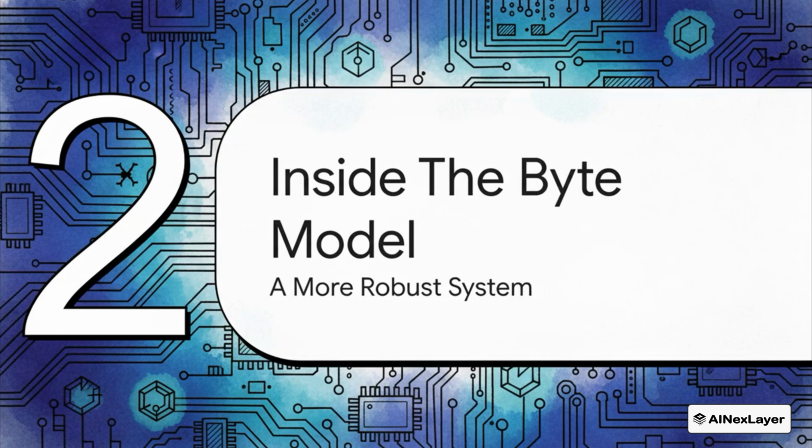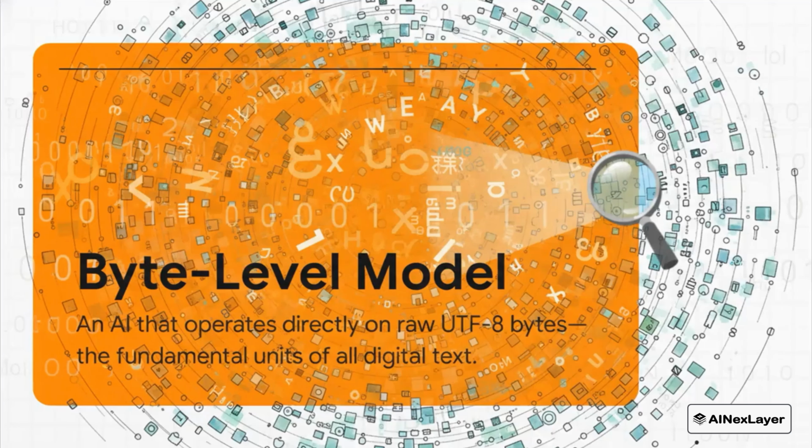Okay, so if subwords are the problem, what's the solution? Well, the answer is to build a more robust system that goes right back to the basics, and that's where the Byte model comes in. A byte-level model is just fundamentally different. Instead of a dictionary with thousands of word parts, its vocabulary has just 256 possible values. That's it. That's all you need to represent all digital text. It doesn't need to know the word international. It just needs to know the letters I, N, T, and so on. This makes it universally adaptable to pretty much any text you can throw at it.